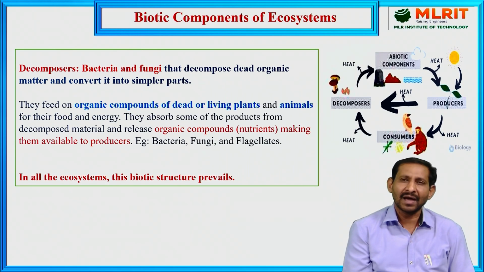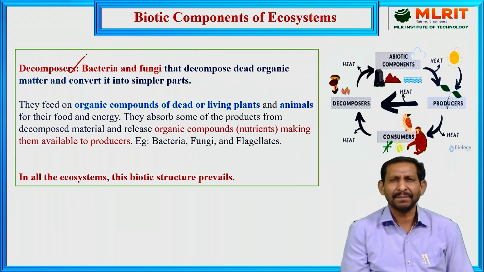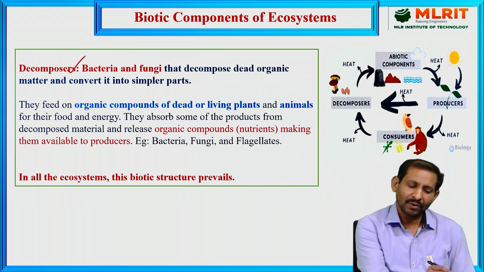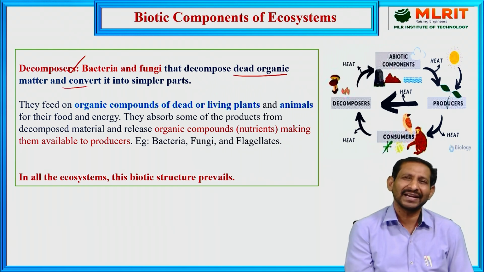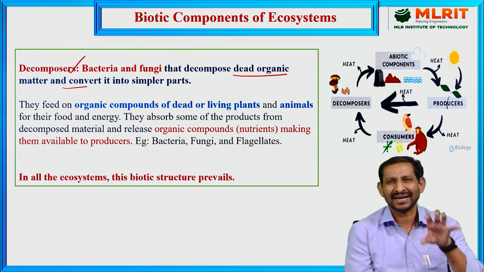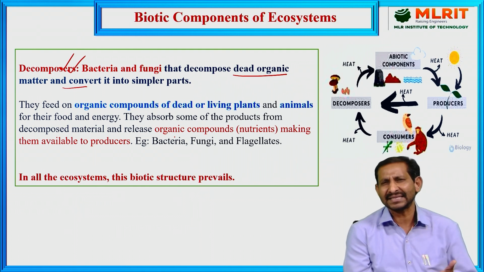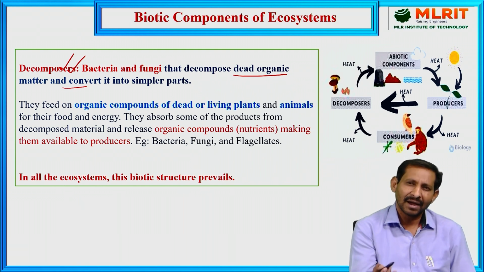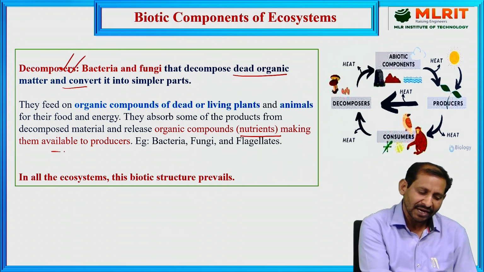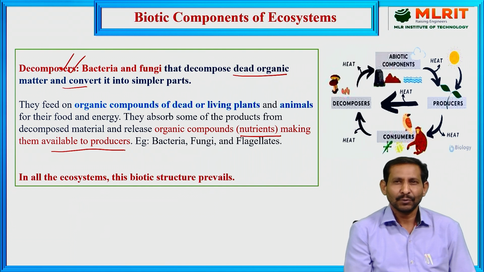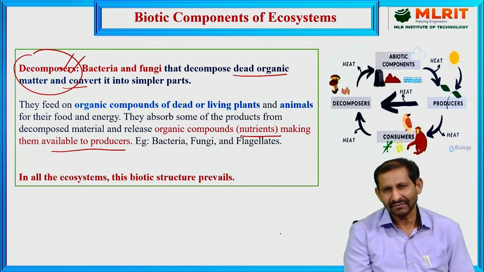Now coming to the last component in the biotic components, the decomposers. These play a very crucial role in the ecosystem. Bacteria or fungi decompose the dead organic matter and convert it into smaller organic compounds. These decomposers absorb energy and nutrients from the dead organic matter, release the nutrients, and make them available for the producers. If decomposers are absent in an ecosystem, that ecosystem will be damaged.